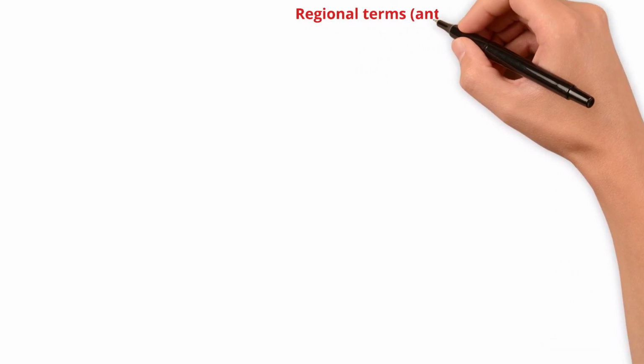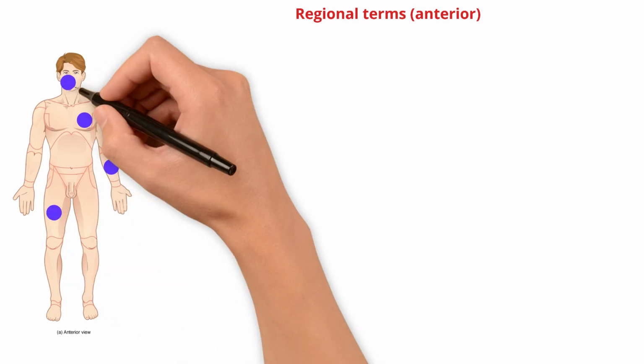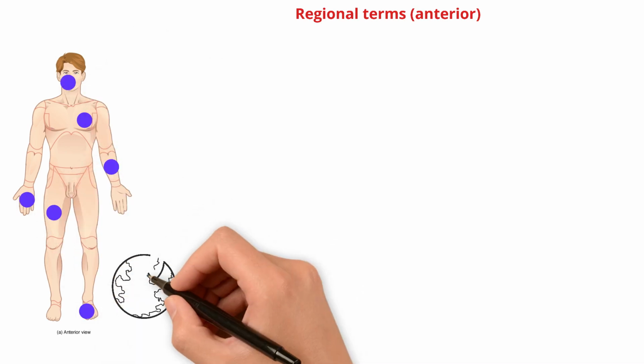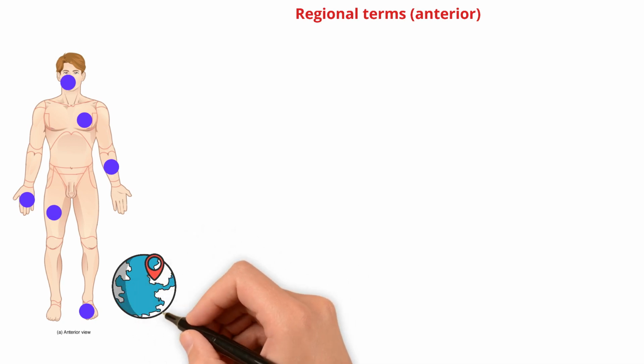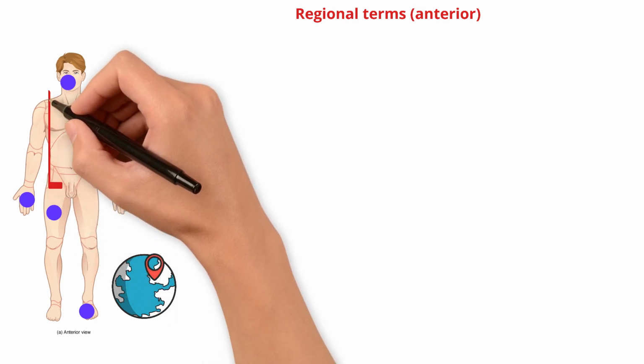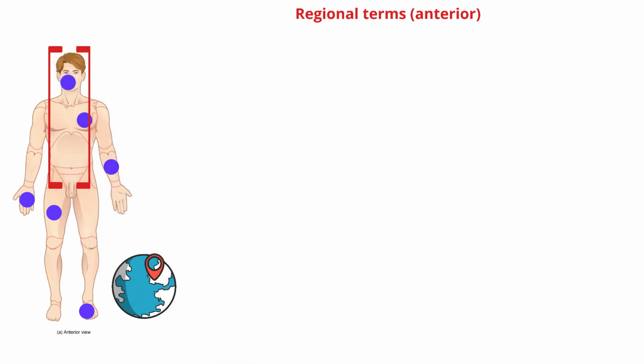In anatomy, regional terms are used to describe specific areas, or regions of the body. These terms are essential because they allow healthcare professionals, researchers, and students to accurately and clearly describe the location of structures within the body, making communication more precise. Let's begin by exploring the anterior areas of the head and trunk and the regional terms used to describe them.